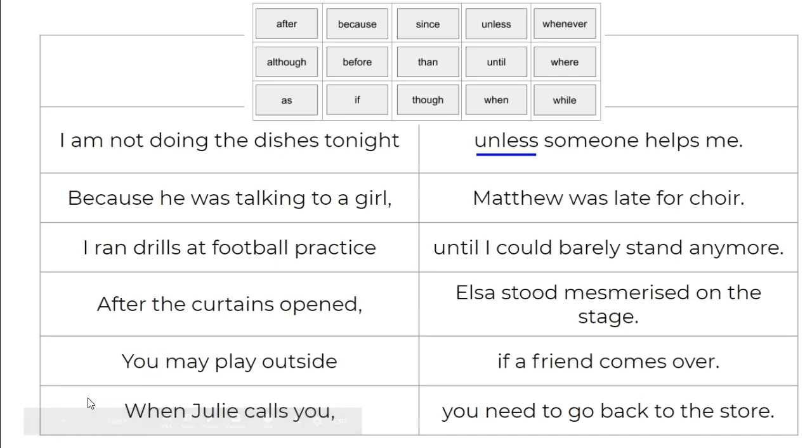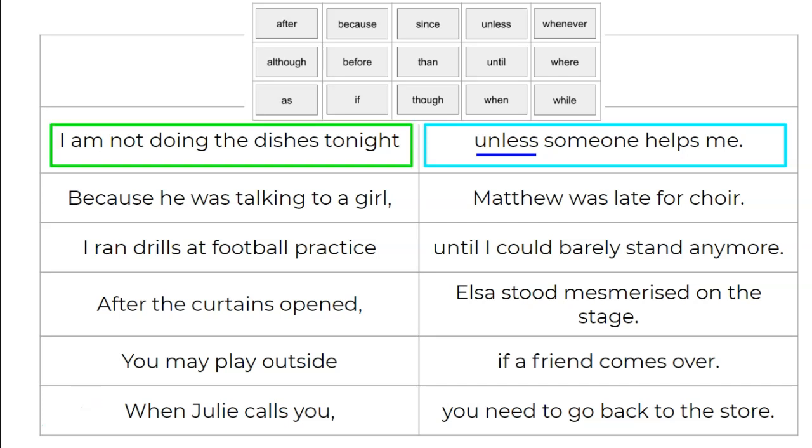So that tells us that this part of the sentence is the dependent clause. Go ahead and put a D on that line so you know when you look back. That's a dependent clause. It's introduced by the subordinating conjunction unless, which then means that the beginning part of the sentence is the independent clause. I am not doing the dishes tonight. If I was to say those parts independently, you can automatically tell which one is the dependent clause.